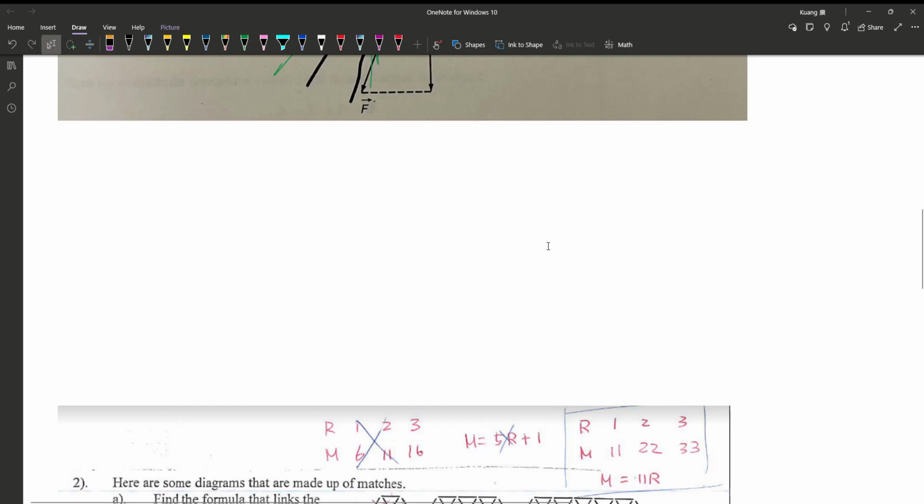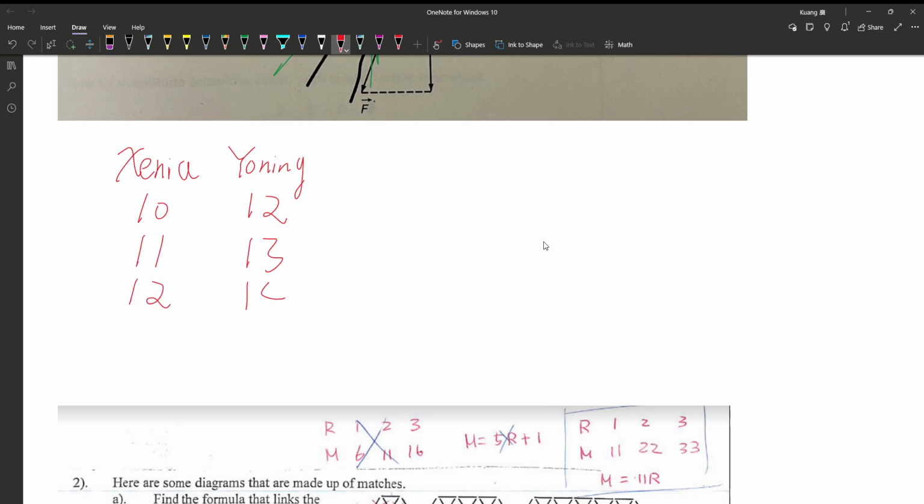Okay, we start with an example. Let's say Xenia is 10 years old and Yonin is 12 years old. This year. The next year, Xenia will be 11 and Yonin will be 13. And the next year, Xenia will be 12 years old and Yonin will be 14 years old. If we use X to represent the age of Xenia, and the variable Y to represent the age of Yonin, what is the relationship between X and Y?